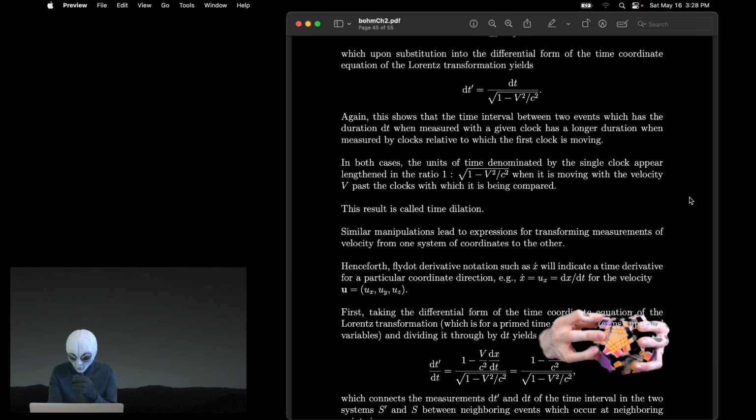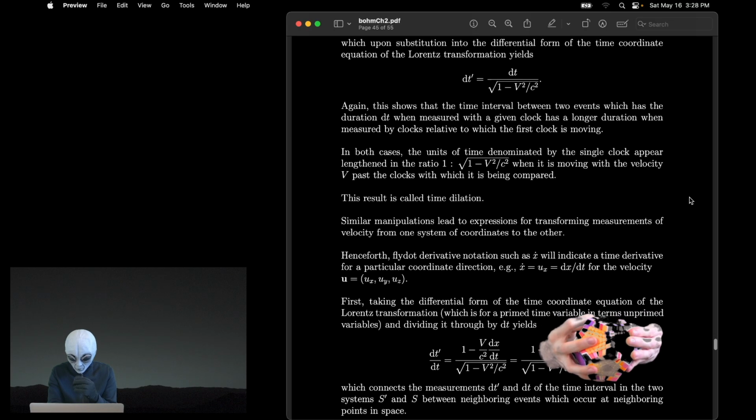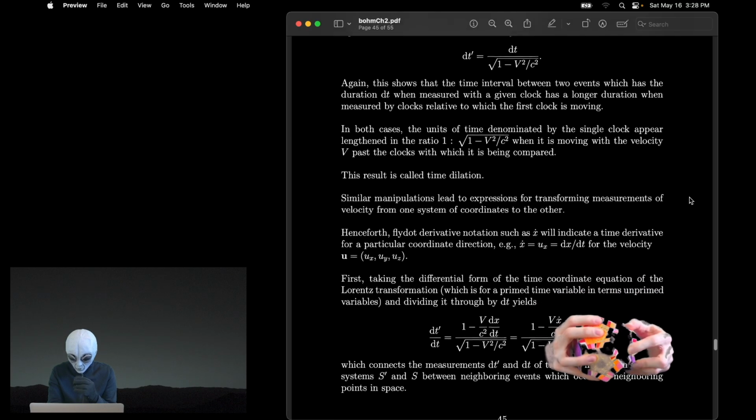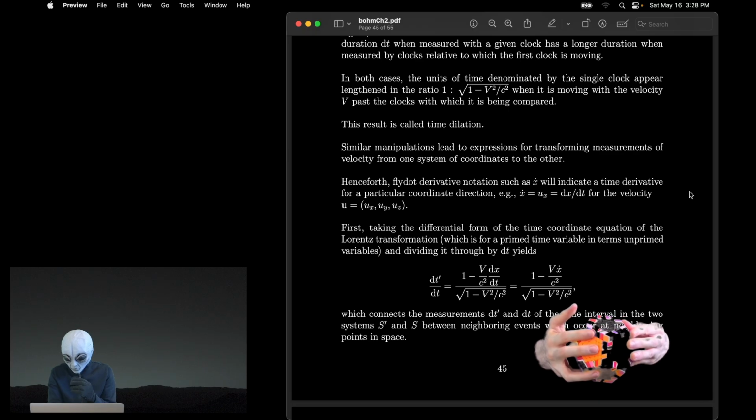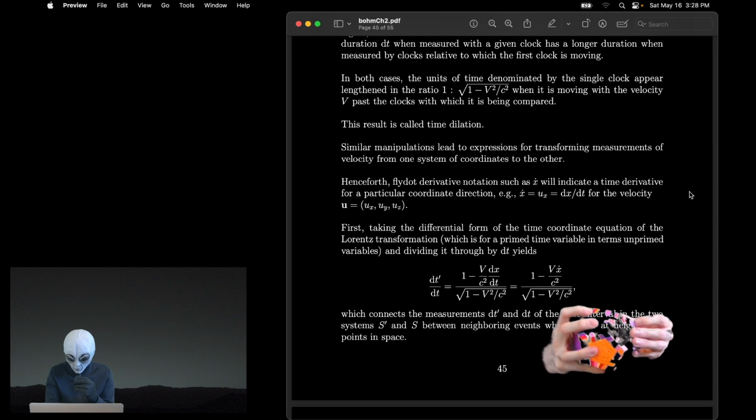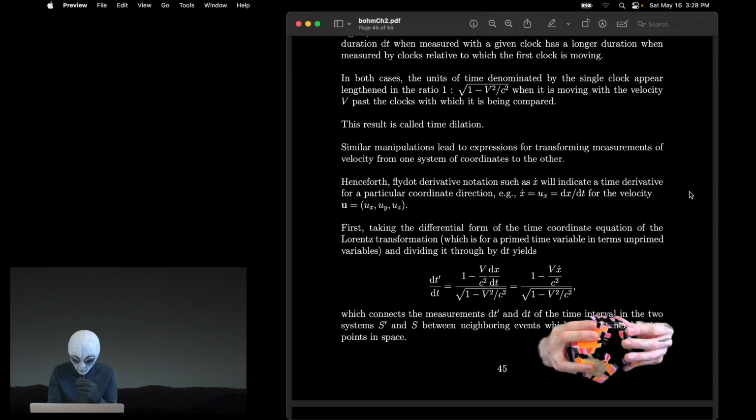Again, this shows that the time interval between two events which has the duration dt when measured with a given clock has a longer duration when measured by clocks relative to which the first clock is moving. In both cases, the units of time denominated by the single clock appear lengthened in a ratio of 1 to the square root of 1 minus capital V squared over little k c squared when it is moving with the velocity capital V past the clocks with which it is being compared.